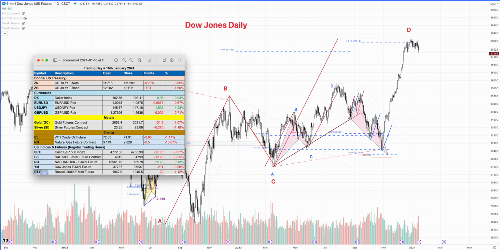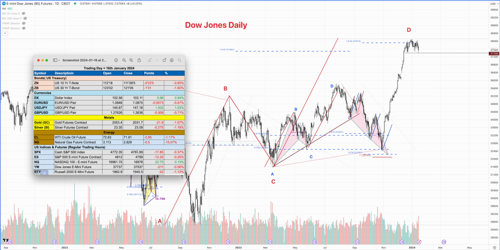Taking a look at the energy, crude oil WTI lost a little over 1%. Very interesting, natural gas lost 15% today. Natural gas has been moving up and down quite a lot. There's a lot of volatility in this market. We'll take a look at the chart for this one.